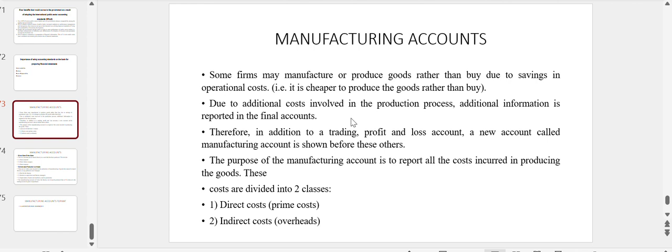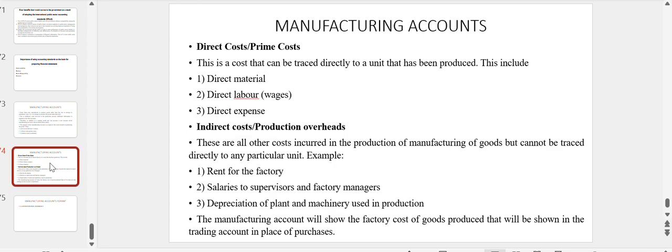So direct cost is also called prime cost. Under direct cost, which we are going to see shortly, we have three subcategories: the materials that you have to buy, what we call direct materials; the wages that you are going to pay for the people that are directly involved in the production process, we call this direct labor; and any other expenses that can be traced directly to the production process, we call that direct expenses. So that is the first category.